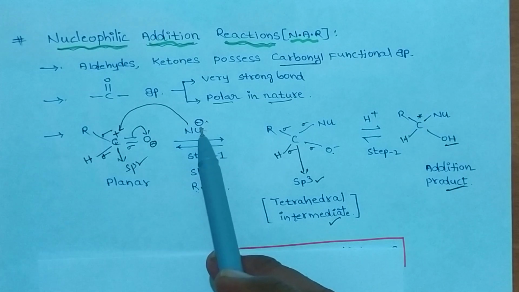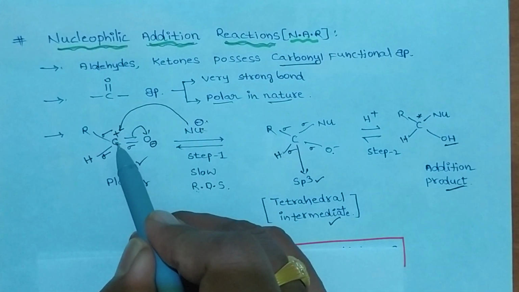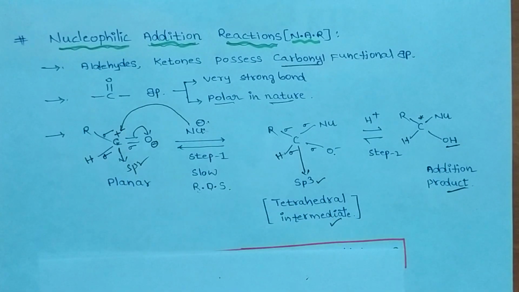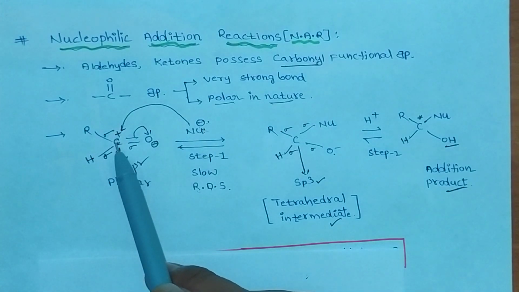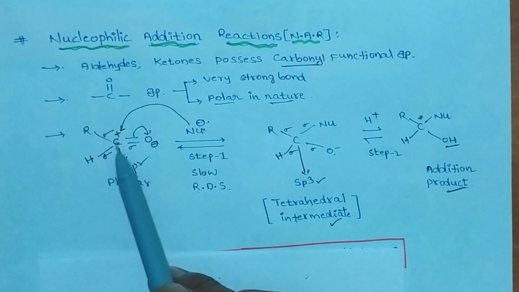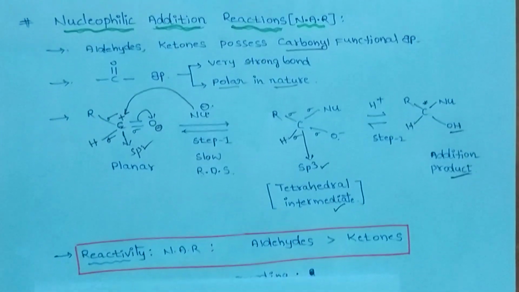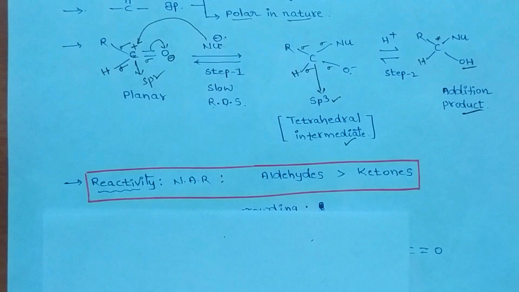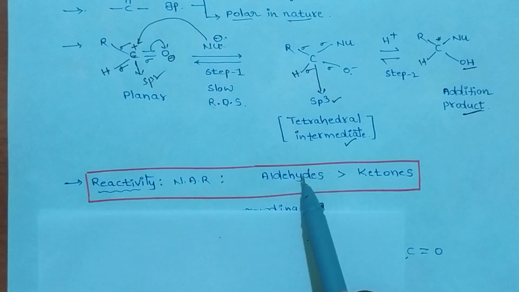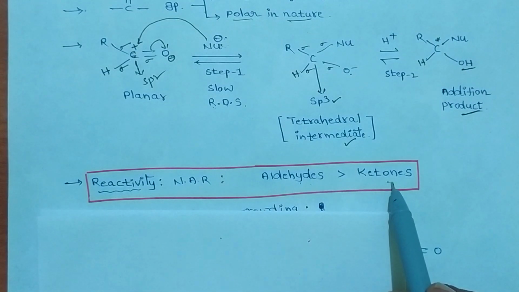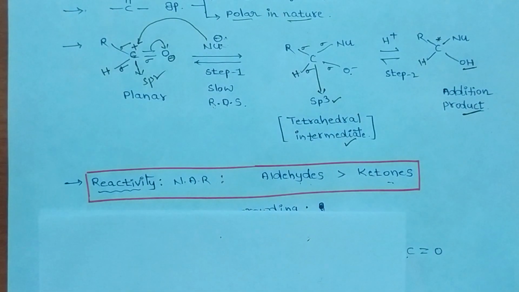Next, another point is the attack of the nucleophile. This carbonyl carbon should have less steric hindrance. If there is less steric hindrance around this carbon, the attack of the nucleophile is easy. The more the steric hindrance around this carbon, the more difficult the attack of the nucleophile. Next, when we take aldehydes and ketones, which is more reactive towards nucleophilic addition reactions? Aldehydes are more reactive than ketones.